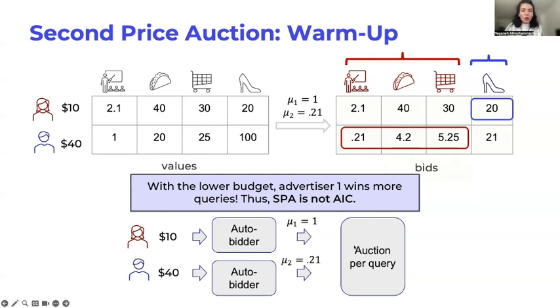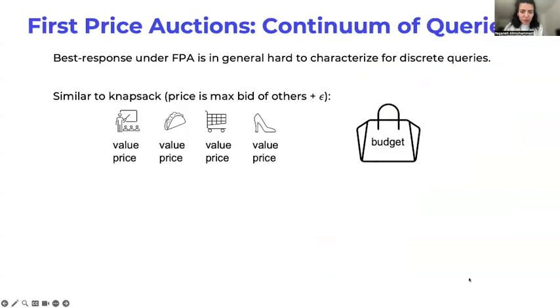Now let me go to the first price auction. The best response strategy that I was telling you under second price is easy is not the same for first price auction. Because in a sense, the first price auction becomes like a knapsack problem, meaning that, for example, when I have a given budget and when the bids of the other advertisers are known, then each item has a value and a price, and I want to maximize my value with this given budget that I have.